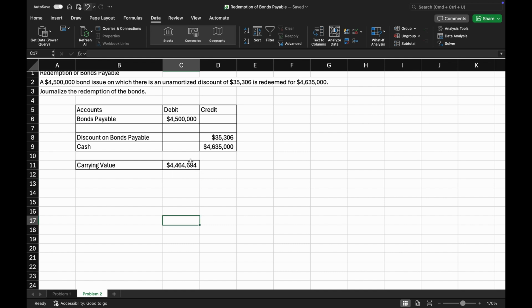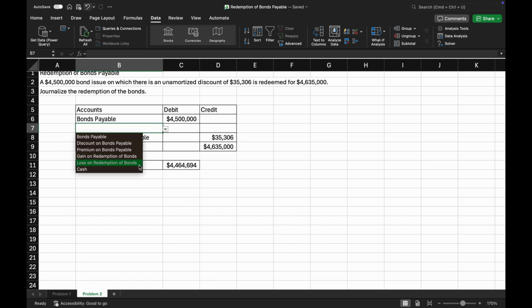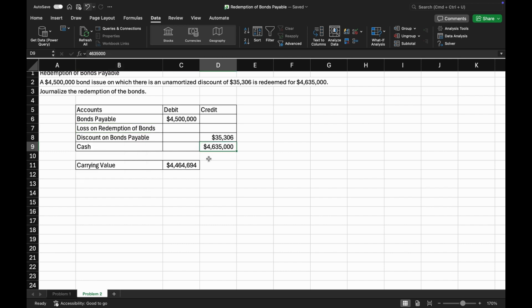We can then subtract the cash account from the carrying value to find the gain or loss. We can already tell that this is going to be a loss on the redemption of bonds payable, as the cash account, $4,635,000, is higher than the carrying value of $4,464,694. To find the specific amount of loss, we must subtract the cash account from the carrying value. In this case, that'll be $4,464,694 minus $4,635,000, which comes out to a loss of $170,306, which we can put as the debit on the loss on redemption of bonds account.